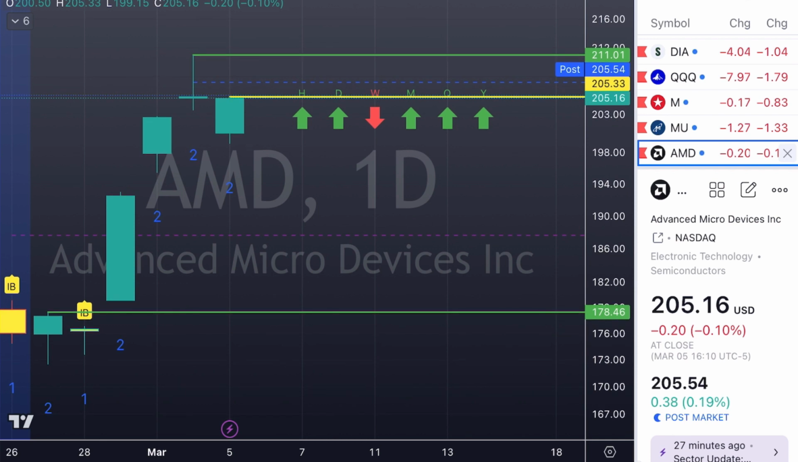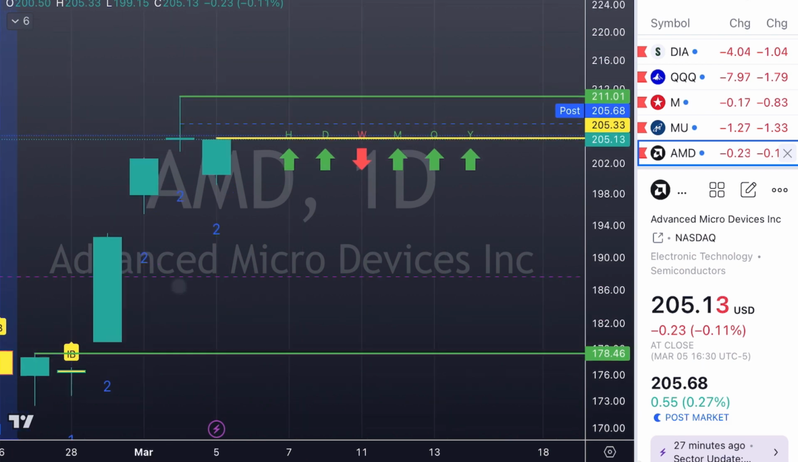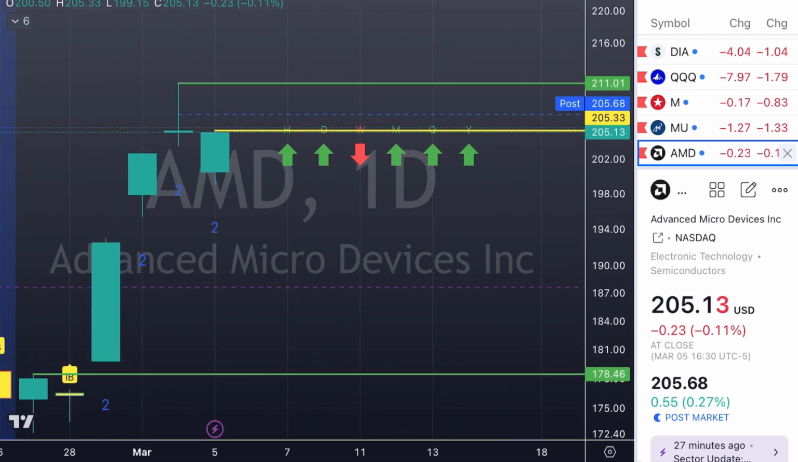AMD, 2 down, finish green. This tells me the sellers were in control. The buyers brought it back. If we trigger, the week is going green. We've got full time frame continuity right across the board. Look for AMD to continue its trend up. We look for calls at 205.33.